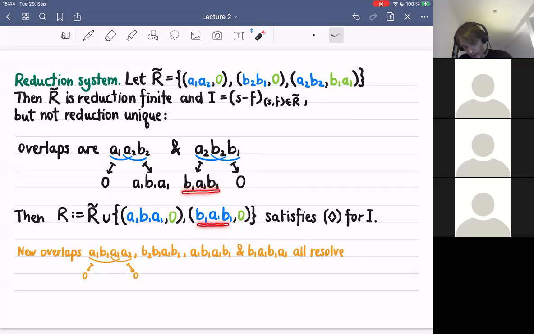Then we add these to the reduction system. We can check this now satisfies the diamond condition, because it resolved the old overlaps, and the new overlaps that have appeared are the following, like A1, B1, A1, A2. On both sides, they always resolve to 0. So this is now a reduction system that's reduction unique, and it still generates the same ideal.